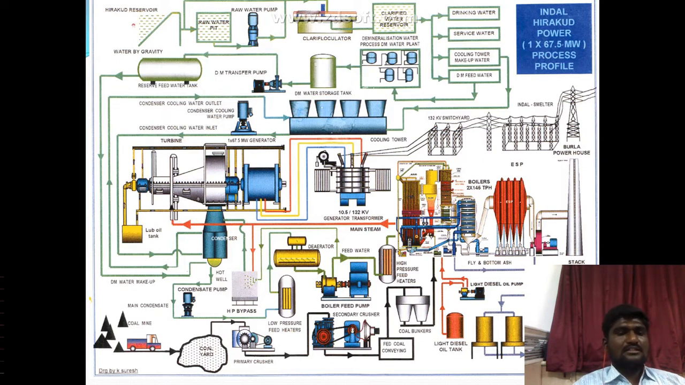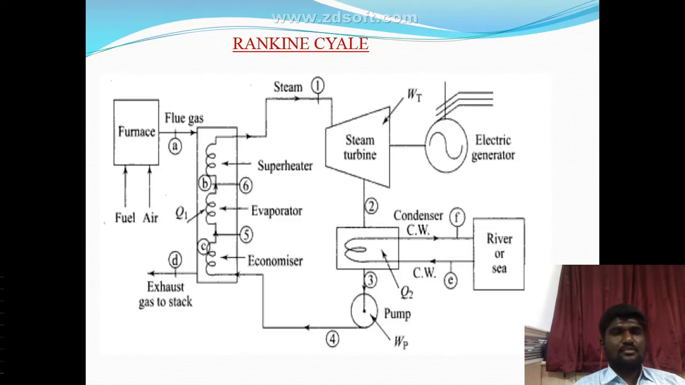So we all know what is meant by the dryness fraction and the wetness fraction, right? So we have to go to the next topic. This is called the layout of a Rankine cycle. It has the furnace, flue gases, exhaust gas to the stack, and we have the superheater, evaporator, and economizer. The steam goes to the steam turbine, and next it is condensed in the condenser. And next it goes through the pump, right?